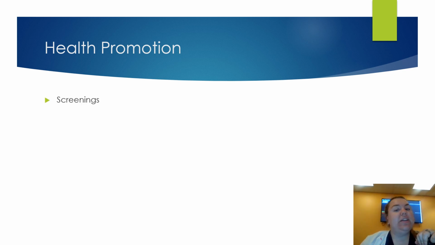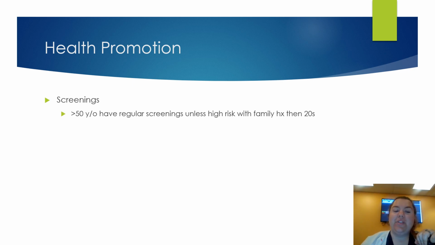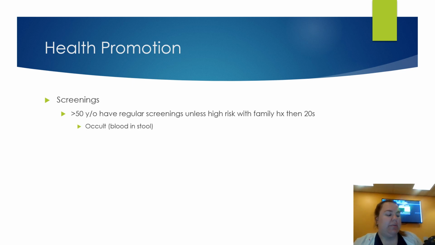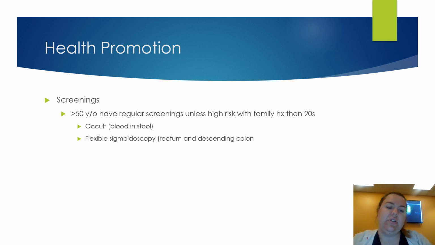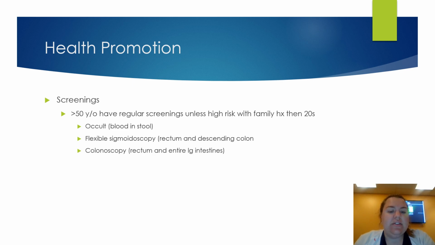Now they're going to have to do some screenings as we get older. We all do. So if they're older than 50, okay, they're going to have regular screenings unless there's a high risk with family history, then it'll start in their 20s. Especially if they had blood in their stool, they'll get a stool occult. They might get a flexible sigmoidoscopy, so that's looking at the rectum and the descending colon. A colonoscopy, so that's the rectum and the entire large intestines. A barium enema, so they're going to use this to do an x-ray.